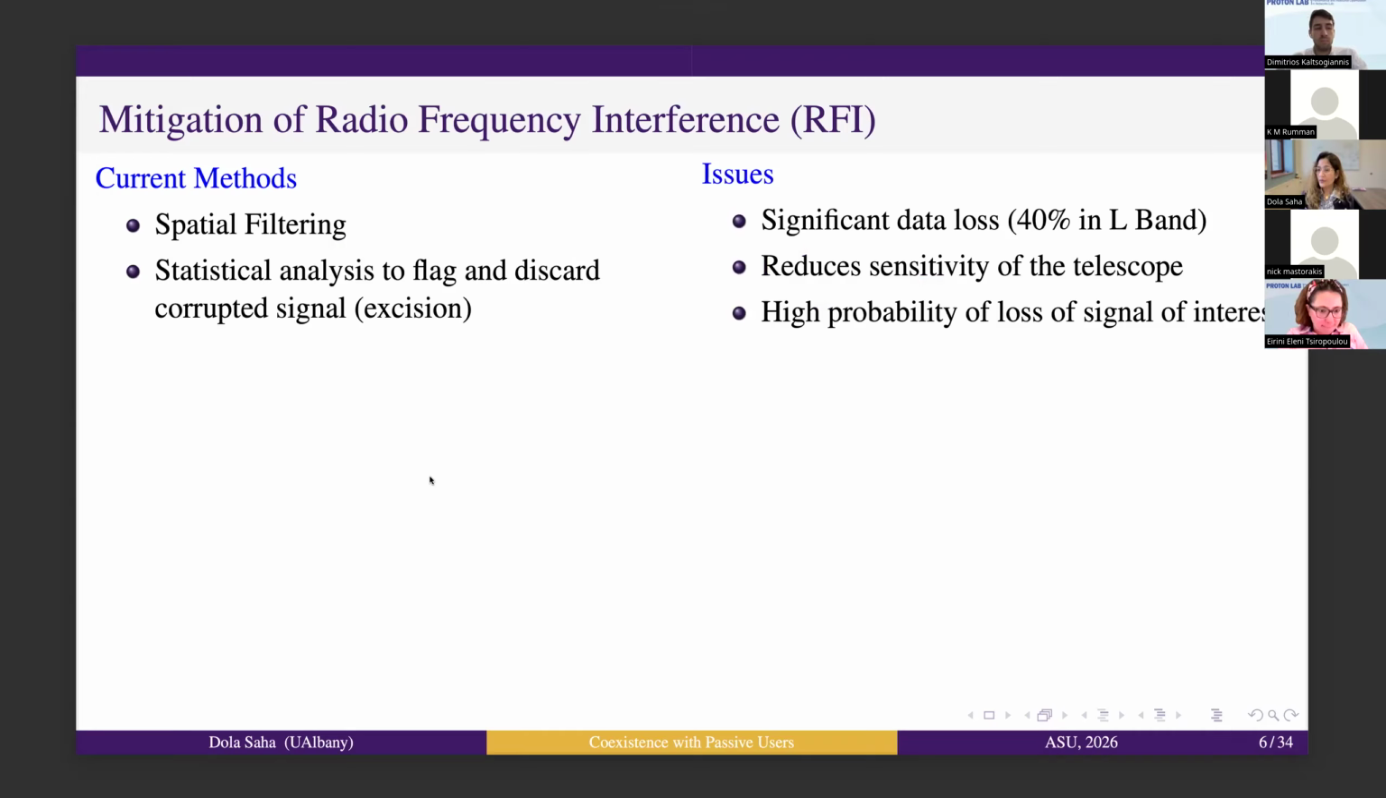One of the issues by doing that is we are losing the signal. There is a significant loss of data to reconstruct the signal back, and it reduces the sensitivity of the telescope because now we need a longer time frame, because of this loss of data, to get the same sensitivity.